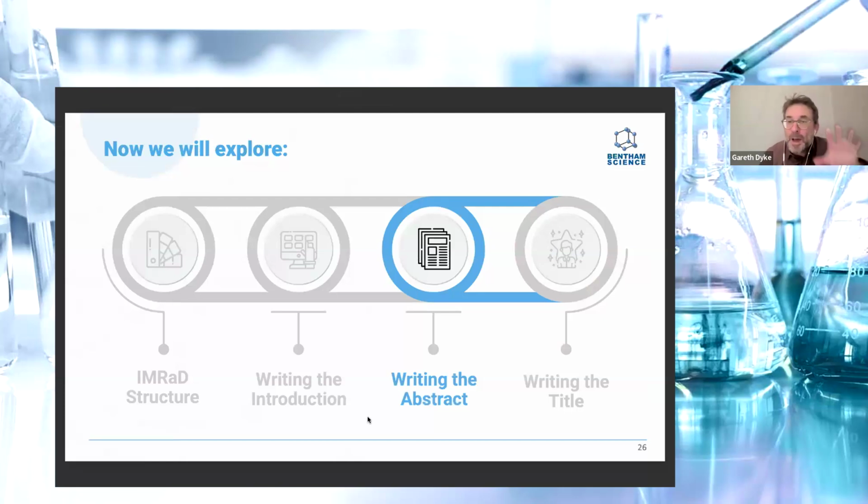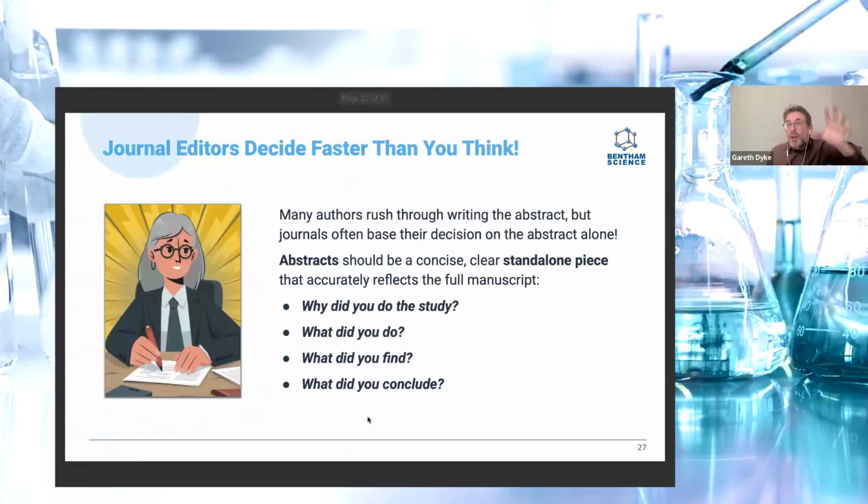So we've talked about IMRAD briefly in this webinar today. We've talked about the introduction just now. Let's move on to the most difficult parts of academic research article writing. In my opinion, the bits of the paper that people don't often spend enough time on: the abstract and the title.